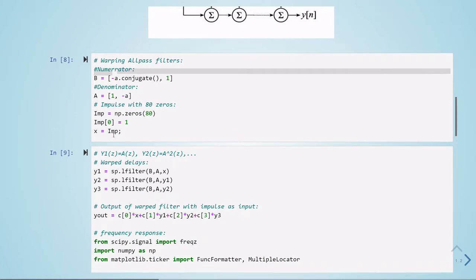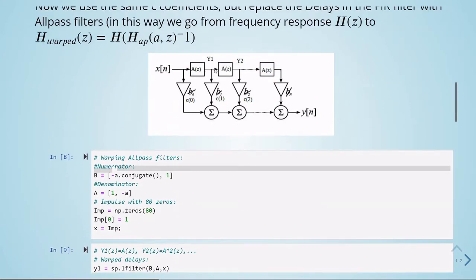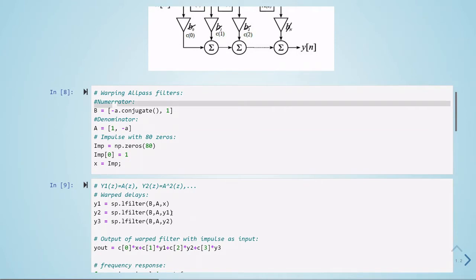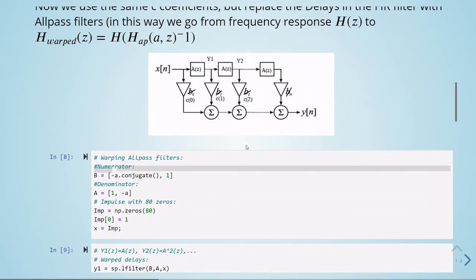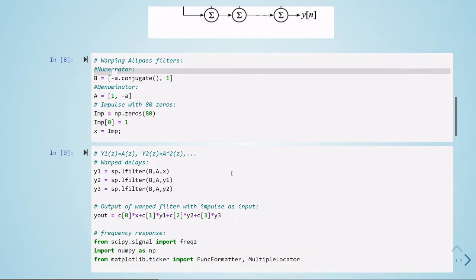So we will take this X and we will filter with this numerator and denominator using the lfilter function from scipy.signal. So we will have y1 here, then y2 will be the y1 filtered with this numerator and denominator. We have y2 here, and then we will have y3, and then the output of the warped filter will be C0 times X plus C1 times Y1 plus C2 times Y2 plus C3 times Y3.